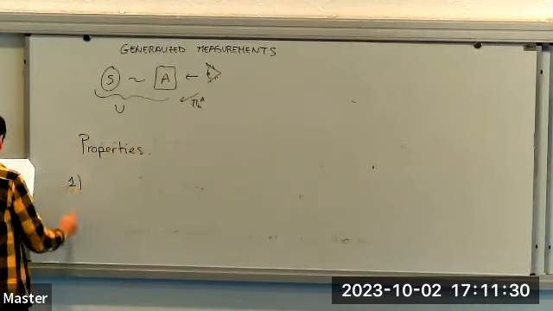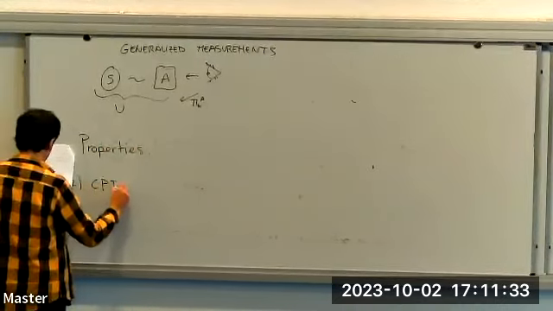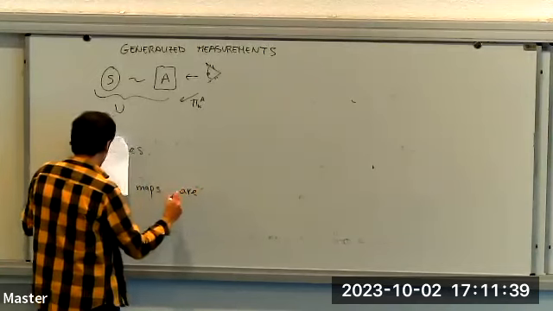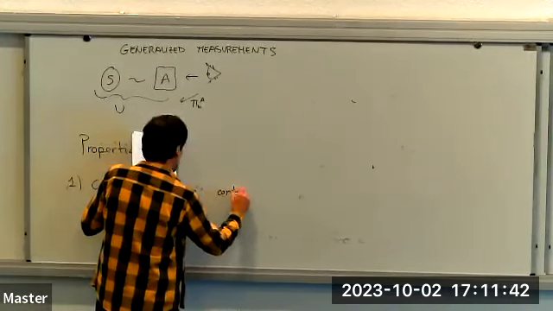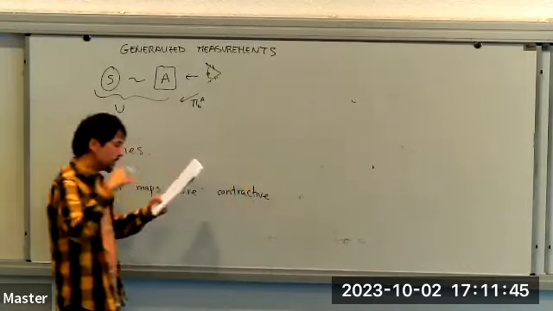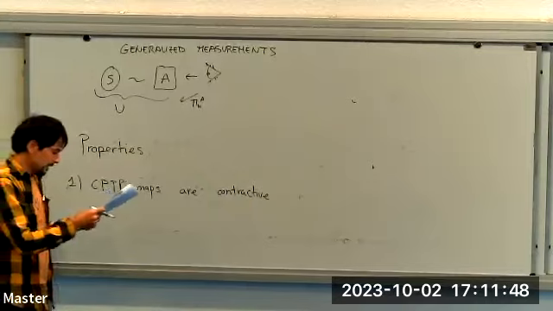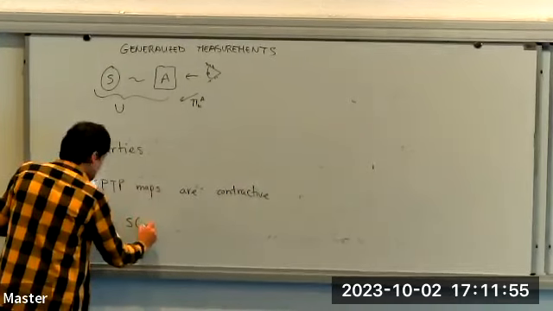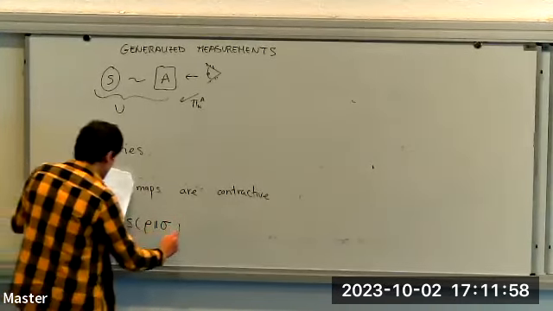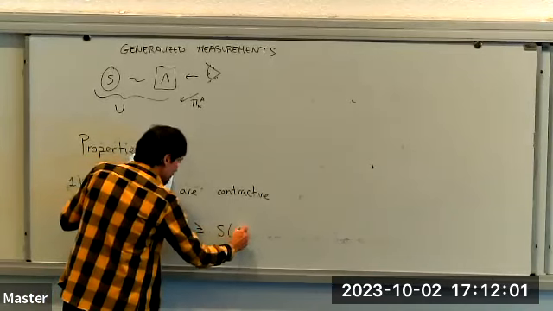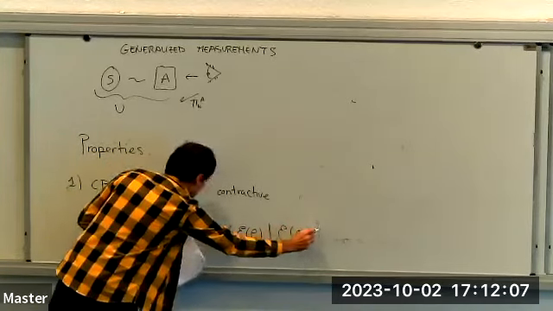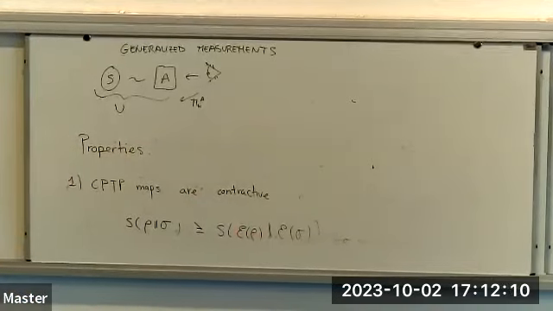So the first property is that the CPTP maps are always contractive. This means in the space of the density operators. And this means that they can only reduce the relative entropy between two different states. Do you know what is the relative entropy? It's like the Kullback-Leibler divergence for classical systems.